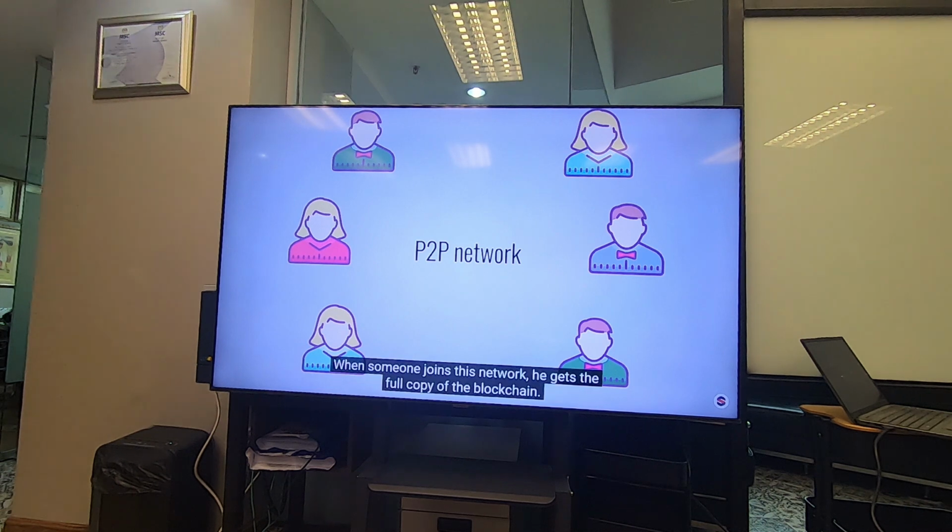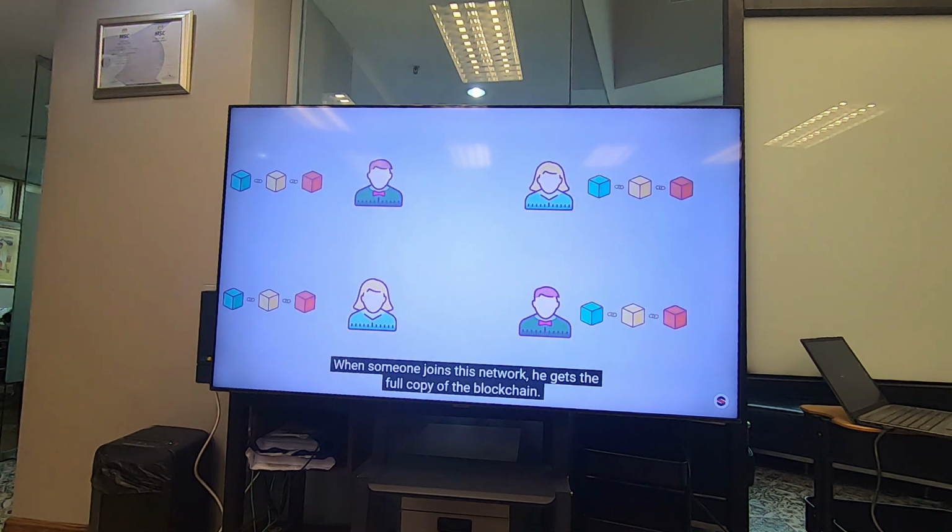When someone joins this network, he gets a full copy of the blockchain. The node can use this to verify that everything is still in order. Now, let's see what happens when someone creates a new block. That block is sent to everyone on the network. Each node then verifies the block to make sure that it hasn't been tampered with. And if everything checks out, each node adds this block to their own blockchain.